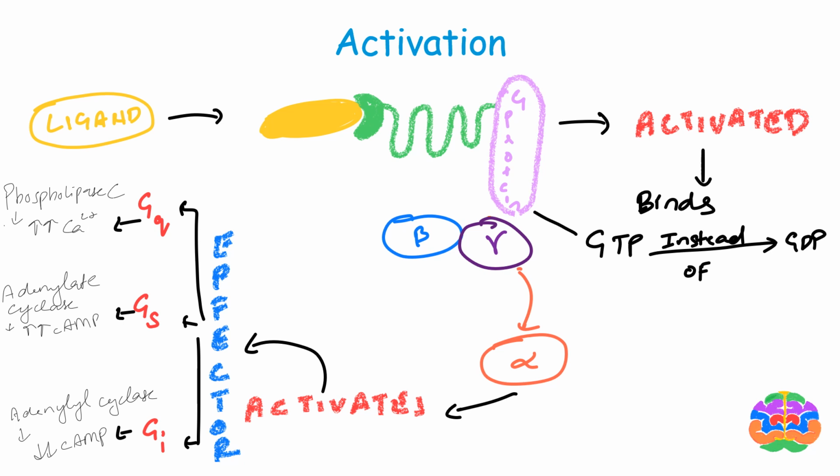The alpha subunit now activates the effector molecules, that is the GQ, GS, and GI. The function of GQ is activating phospholipase C, which increases the calcium inflow. GS activates adenylate cyclase and it causes increased activity of cyclic AMP. Whereas GI decreases adenylate cyclase and therefore it causes decreased function of cyclic AMP.